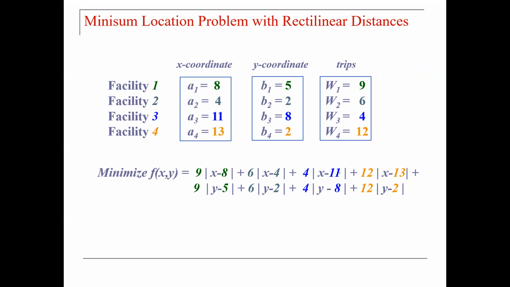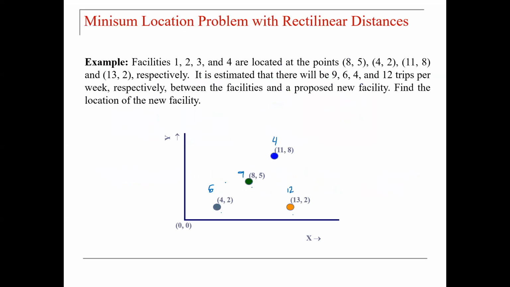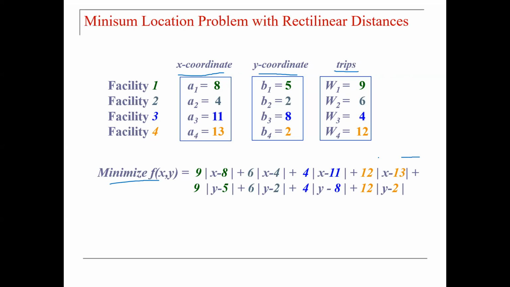So, the minimum problem, the location problem with rectilinear distances. If we look at the coordinates for each one of the facilities, we have a list for the X's and the Y's, and we also have the trips, right? That's the information we need to formulate this objective function. If we substitute that information into this equation, we obtain this equation.